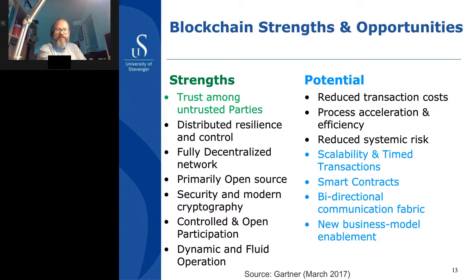So in 2017, Gartner published this set of strengths and potentials, and I think that we could go through all of these, but I won't. The most interesting, or the most important strength, is this first one, which is trust among untrusted parties. So, for instance, in the case of Bitcoin, the blockchain enables people who don't trust each other to do transactions without having a trusted intermediary. And on the potential side, we have various things such as scalability, time transactions, the smart contracts already mentioned, and of course, new business model enablement.